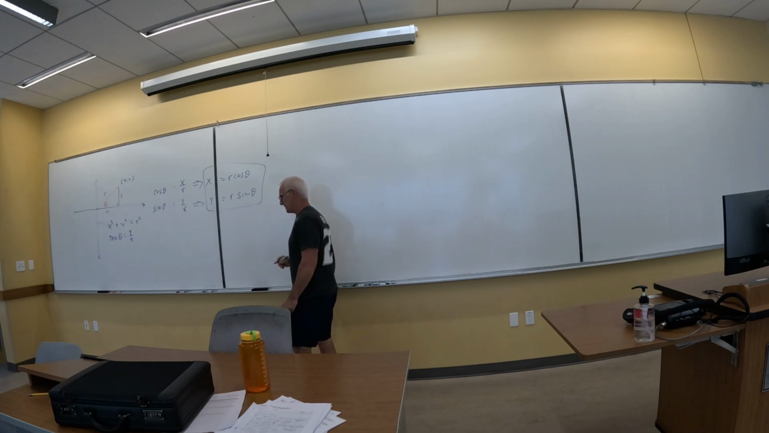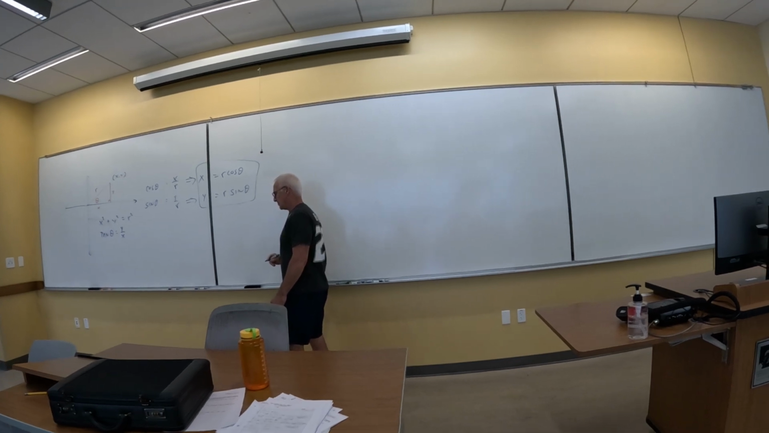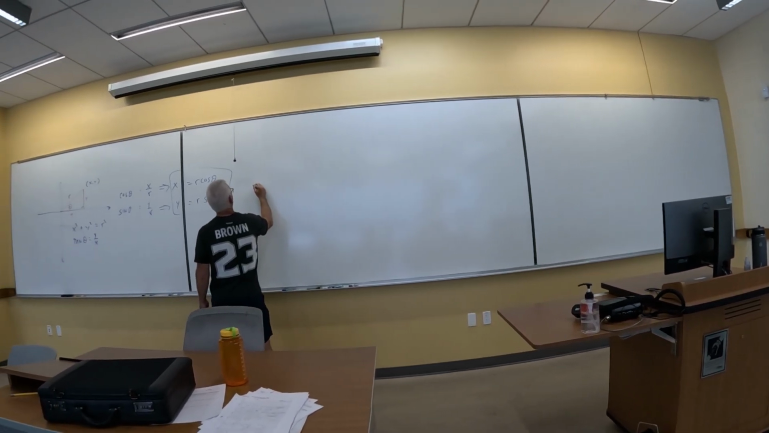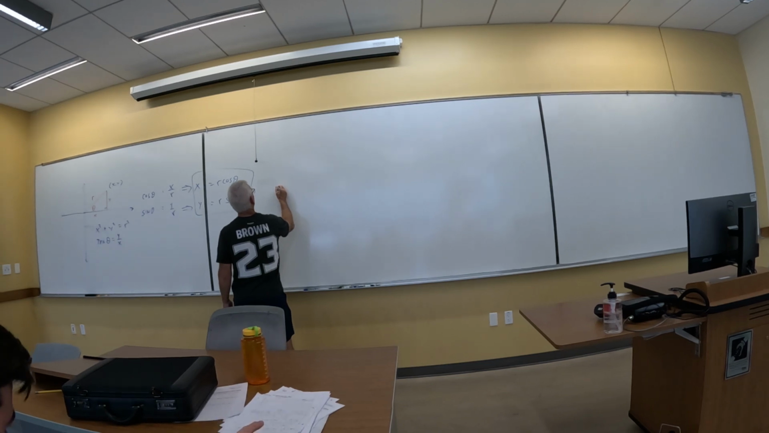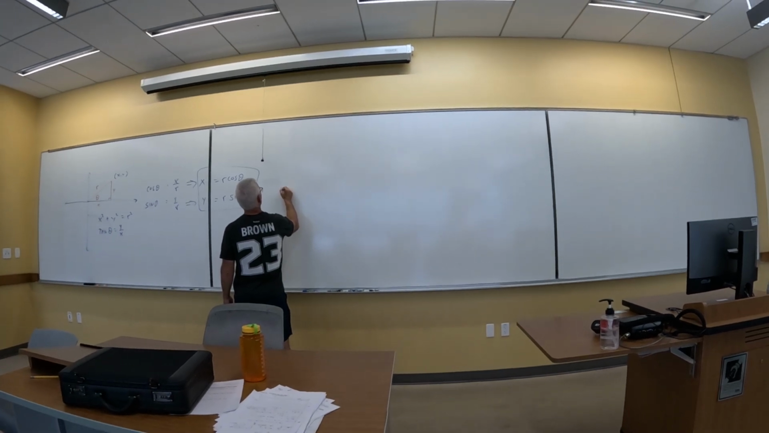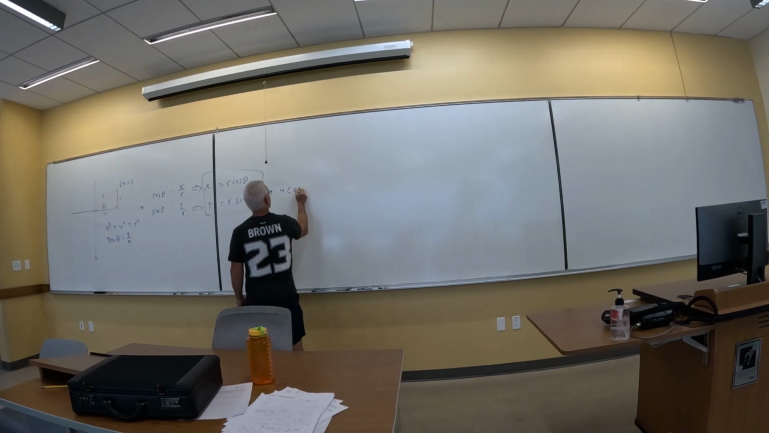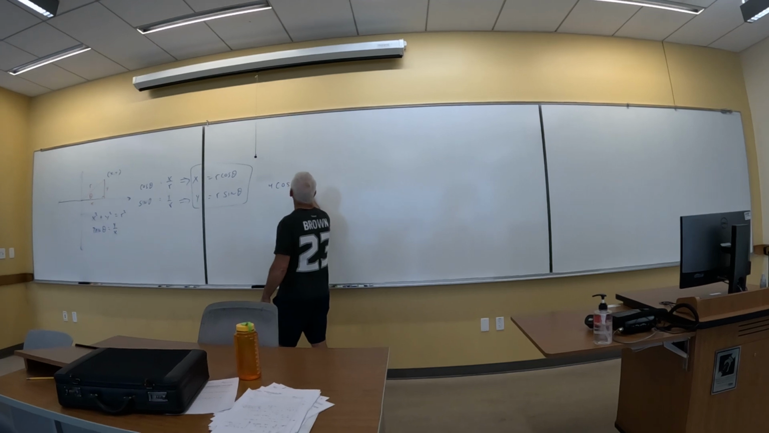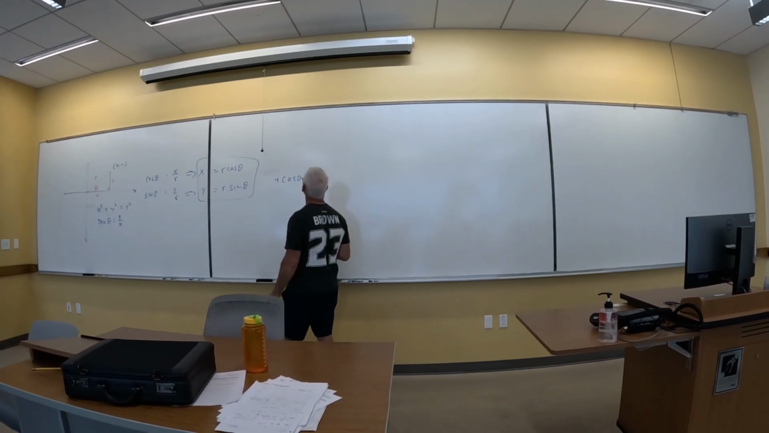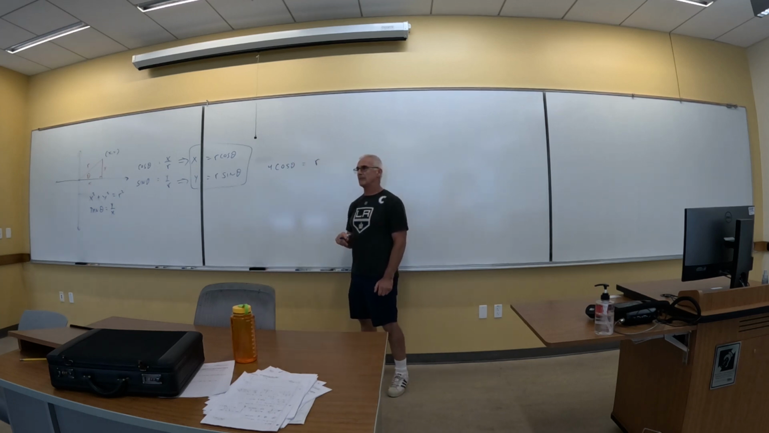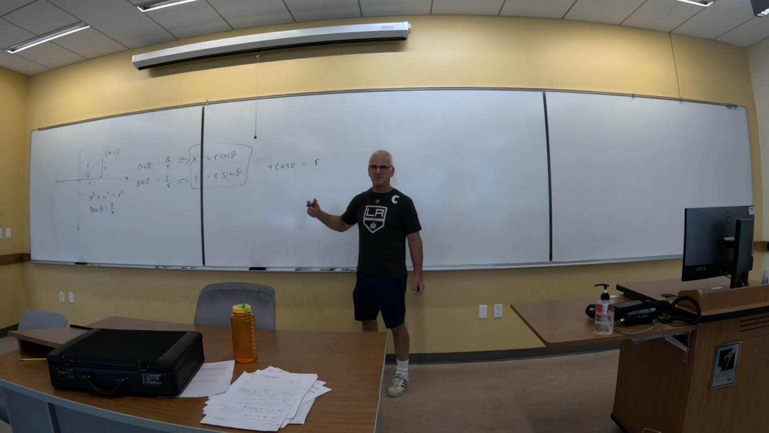So let's suppose I had something like this. I'm trying to keep this relatively simple. Let's say we have 4 times the cosine of theta is equal to r. I'm giving you something in polar, or I'd say r equals. It doesn't matter which way I go.